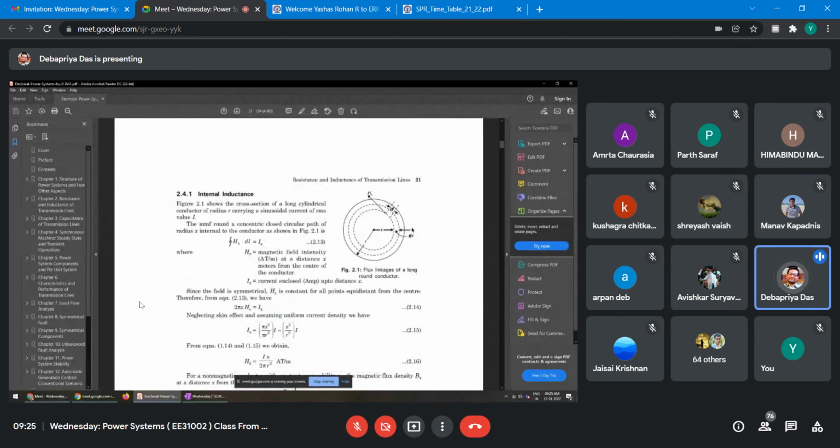For example, you consider this is a single cylindrical conductor. You assume the radius is r, small r. You assume a distance x from the center, and the thickness is dx, and arc distance you assume this is dl. This is arc, right?